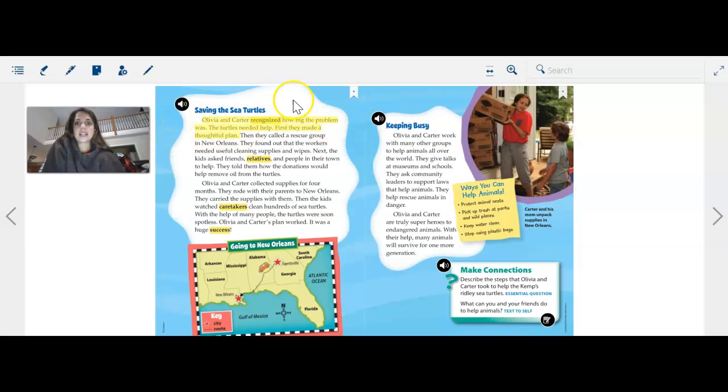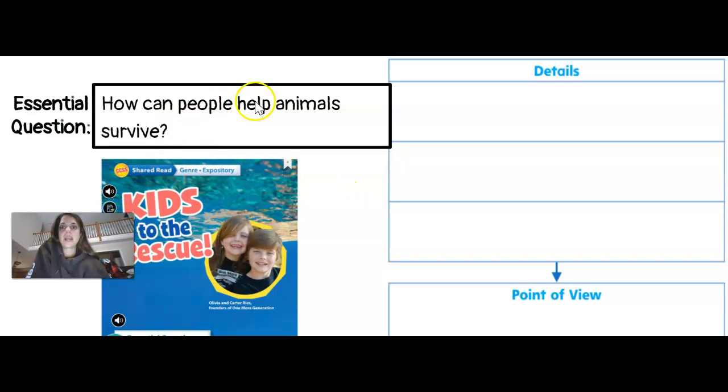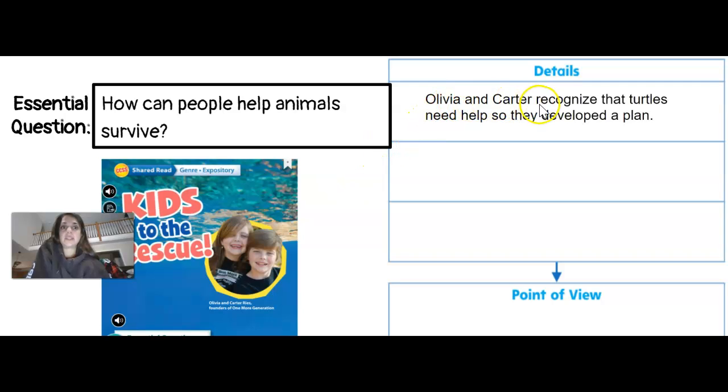I'm going to take that key detail and record it on my graphic organizer so I can organize my thoughts. I just reread the text and I asked my question, my essential question, how can people help animals survive? And I identified an important detail. Olivia and Carter, here are my subjects. And so what about my subjects? Recognize that turtles need help, so they developed a plan.